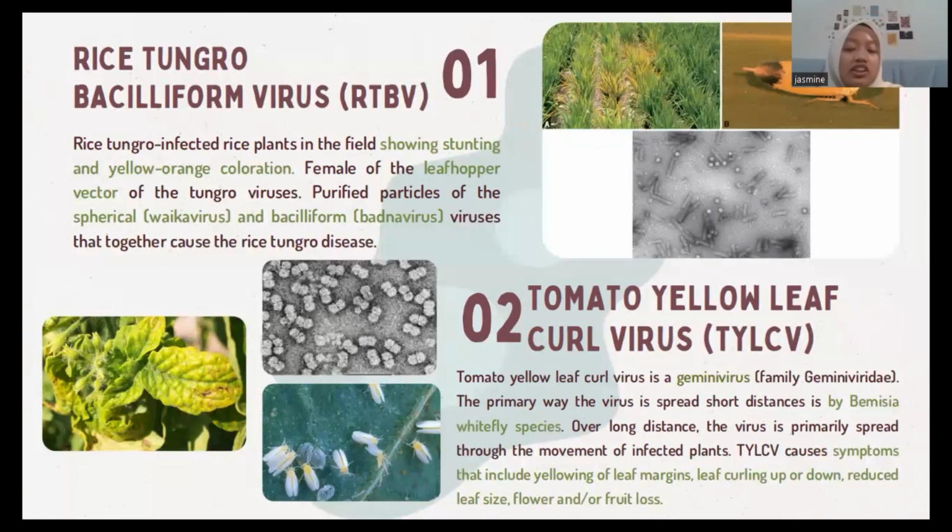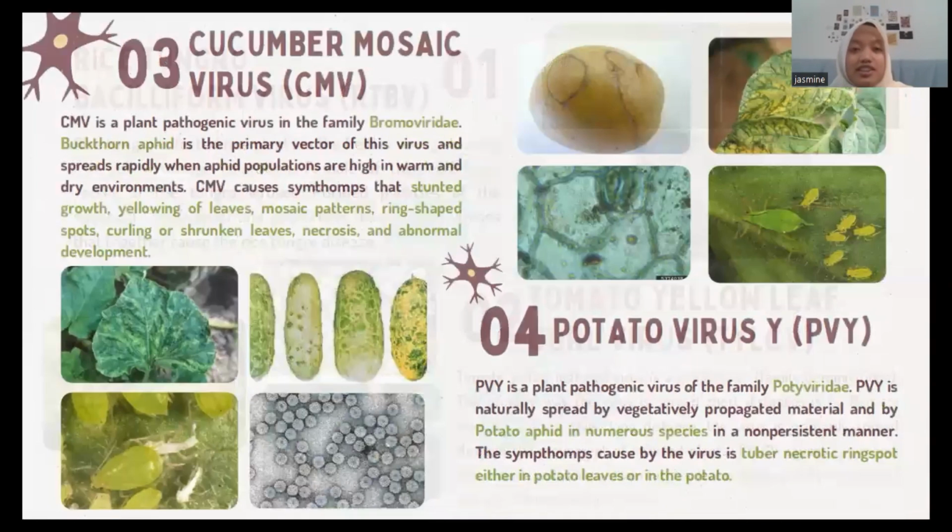Over long distances, the virus is primarily spread through the movement of infected plants. TYLCV causes symptoms that include yellowing of leaf margins, leaf curling up or down, reduced leaf size, and flower and or fruit drop. This is the picture of the symptoms, and this is the picture of the virus under the microscope.